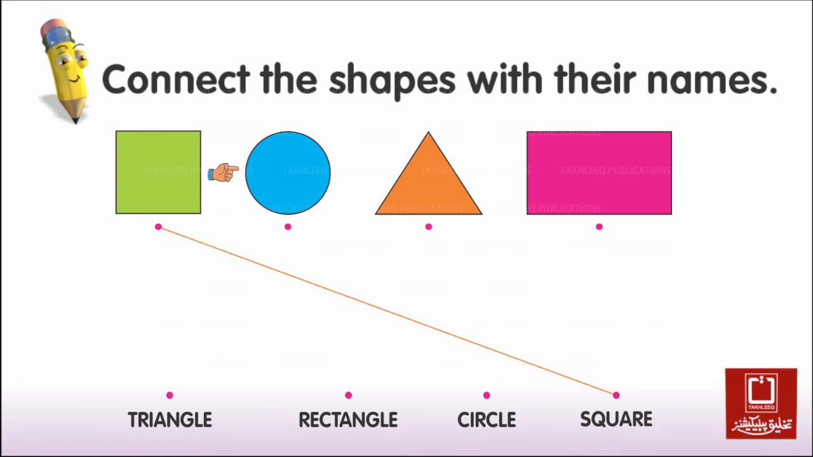This is a circle. Now we find out its name from the other side. Triangle, rectangle, and circle. Yes, this is its name. So we connect them with the help of a line.